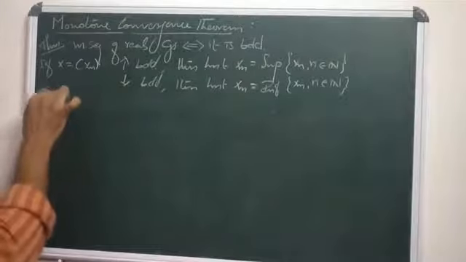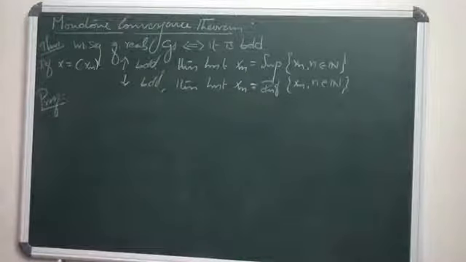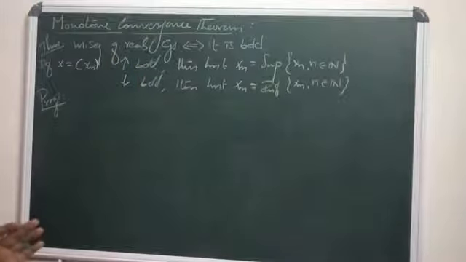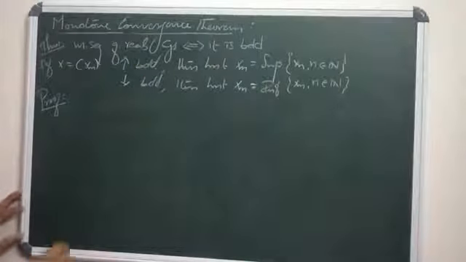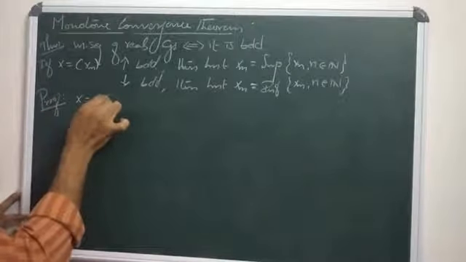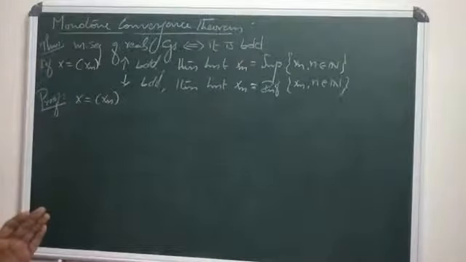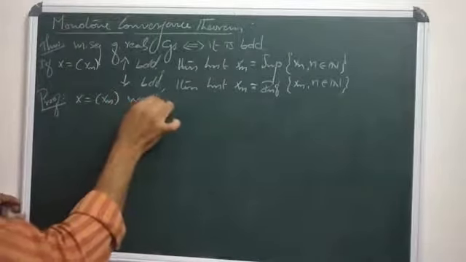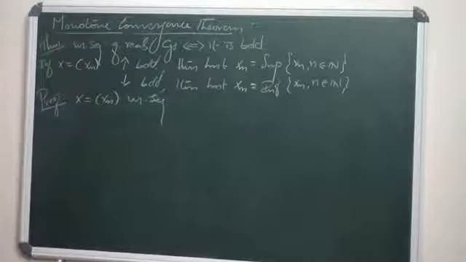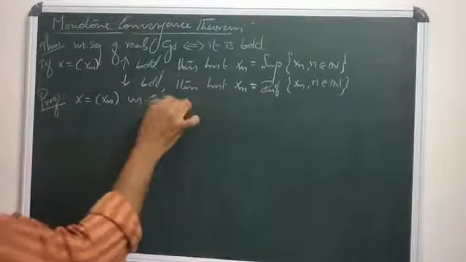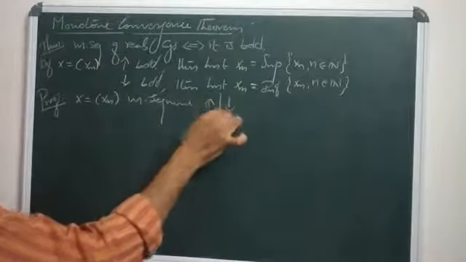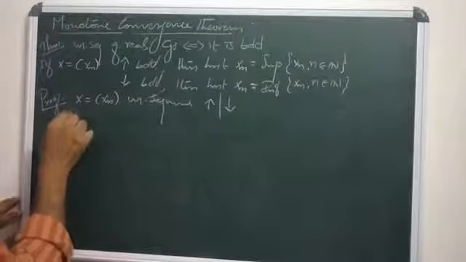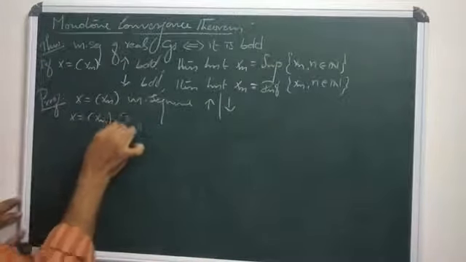How to prove this one? First, suppose that X = (xn) is a monotone sequence. A monotone sequence means either it is monotonically increasing or it is monotonically decreasing, whatever it may be. Then first we assume that the sequence is convergent. X = (xn) converges. That's our first assumption.